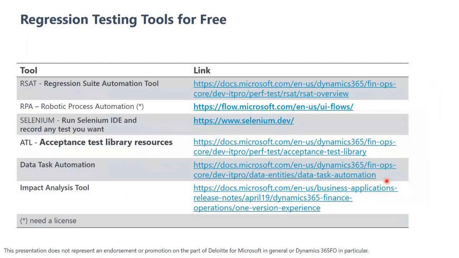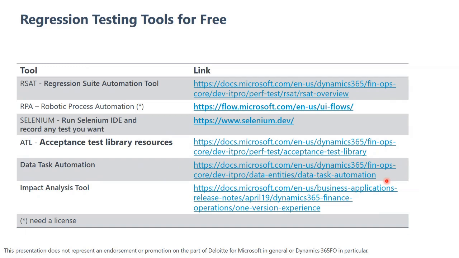Okay, before starting the journey to see something in the field, a couple of links. As you can see from the title, the tools apart from RPA, robotic process automation, and UI flow, which need a license, are free of charge and included in the solution. So RSAT, as I mentioned before, and Selenium, that is obviously a mandatory component inside RSAT for the recording part, is also a component that F&O uses for the task recorder.